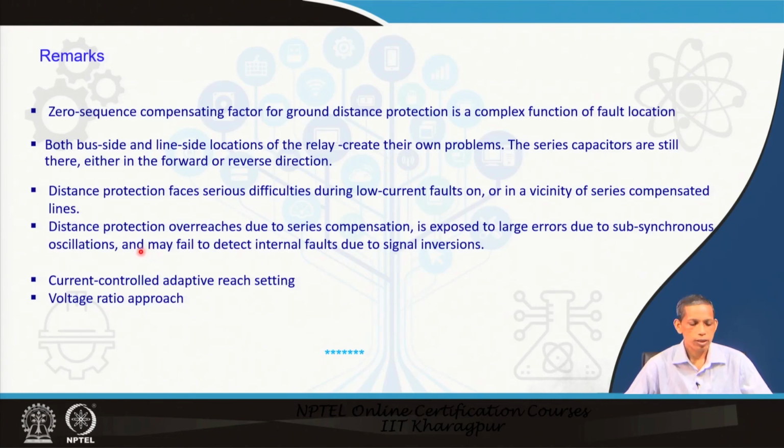We found some solutions: current control adaptive resetting and the voltage ratio approach are the two methods we described as solutions for series compensated lines. So, in this perspective we see that series compensation poses a great challenge to distance relay operations, distance relay settings and distance relay performance. Thank you.